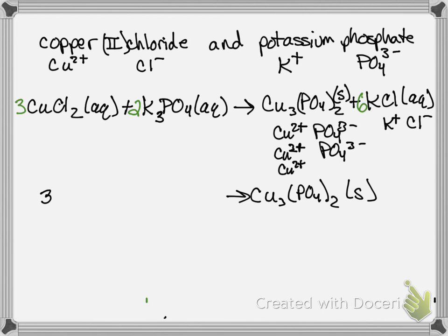Double check everything. If you wrote all your formulas correctly, then this will balance easily. So 3 coppers, 3 coppers. A total of 6 chlorides, right? We've got 3 times 2. Each copper 2 chloride has 2 chlorides, and I have 3 of those. So of means multiply in math. 3 times 2 is 6. Yes, that's what I have on the right because there's a coefficient of 6 in front of potassium chloride.